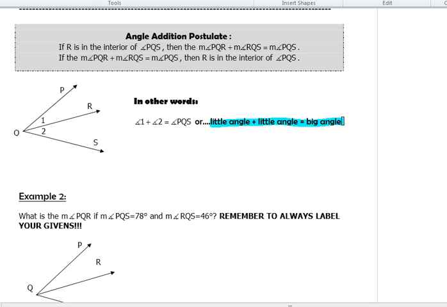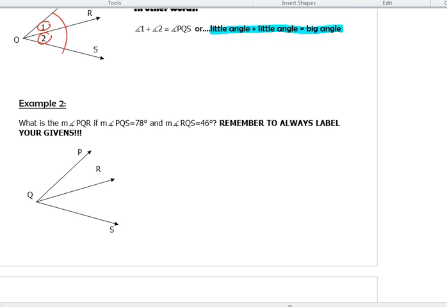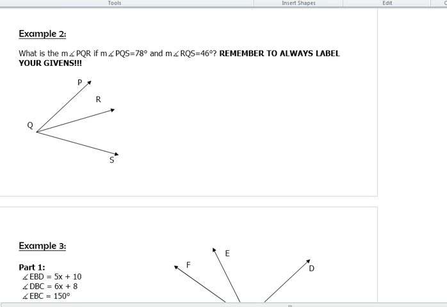So, angle 1 plus angle 2, those two slices add up to the entire slice here. Pretty simple. So we'll call it little angle plus little angle equals big angle. So if we're given an example, starting off pretty easy, what is the measure of angle PQR if PQS, so this entire angle, is 78 degrees, and RQS, make sure you're able to follow how you label angles, is 46 degrees. Well, we have little plus little equals big.